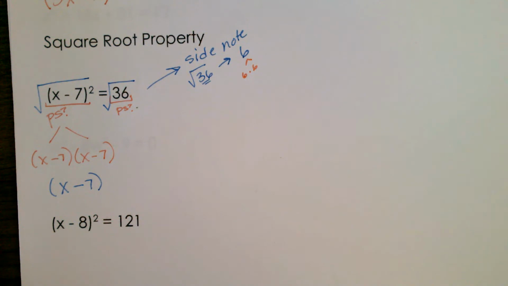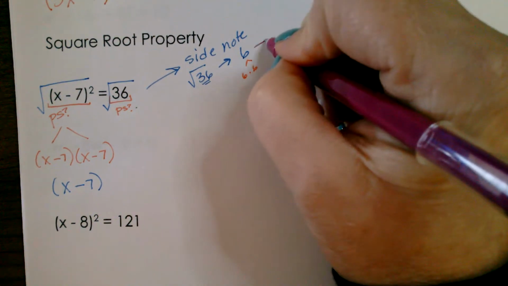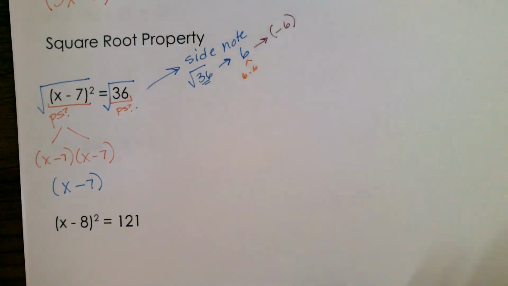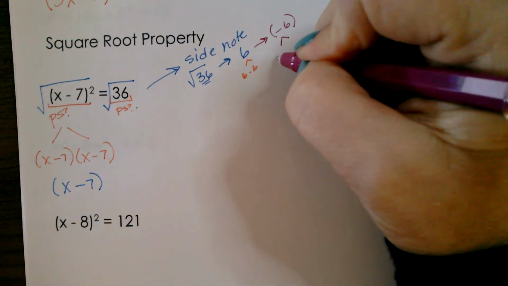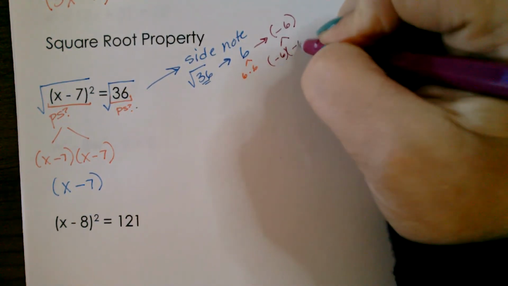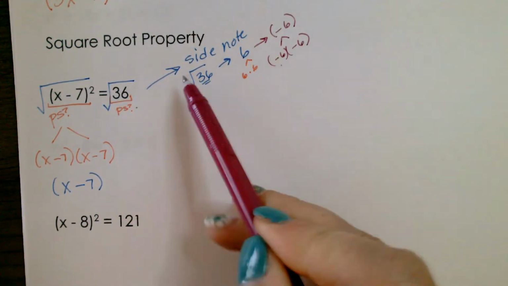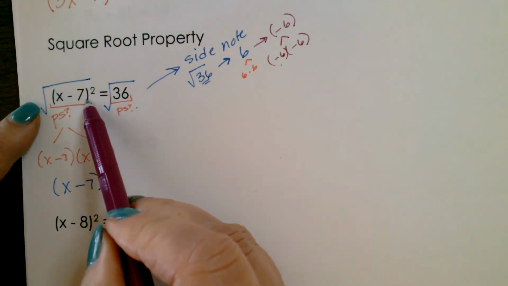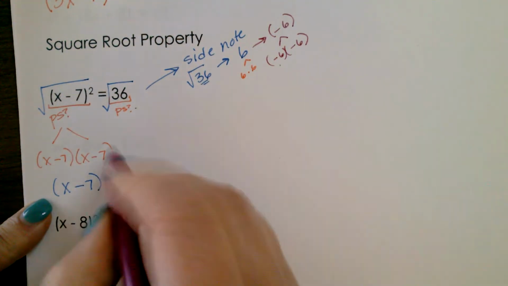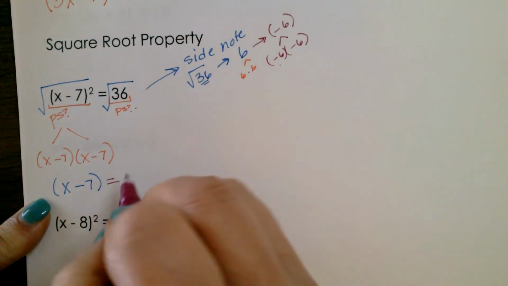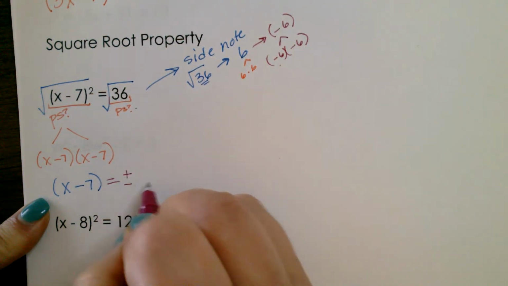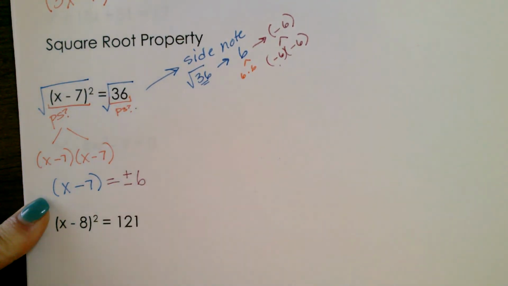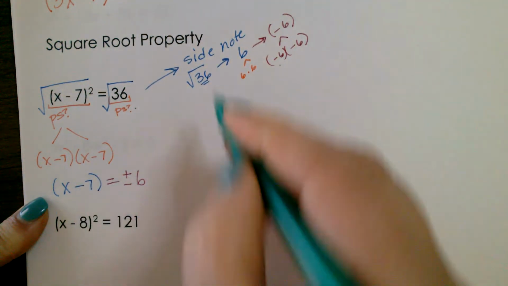Sometimes kids say no, 6 times 6. But are you really sure that's the only one? What are your thoughts of negative 6? Is negative 6 times negative 6 equal to 36? It is. So when I take the square root of this, I get rid of the squared. When I take the square root of 36, it is the positive and negative 6.